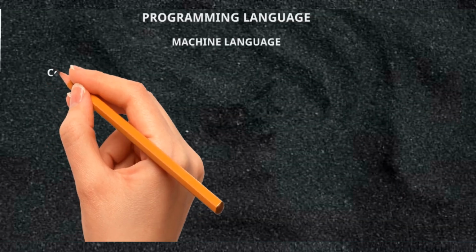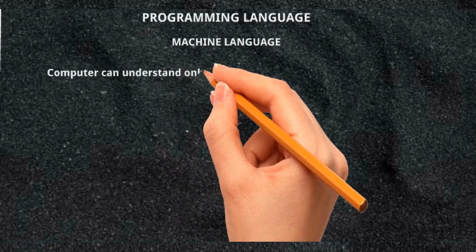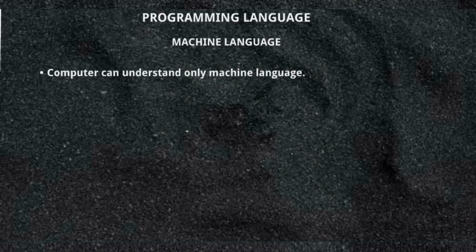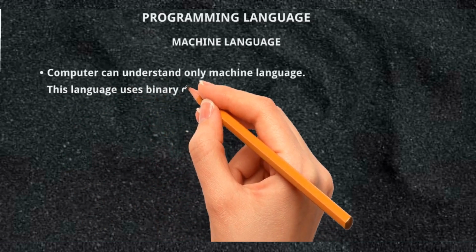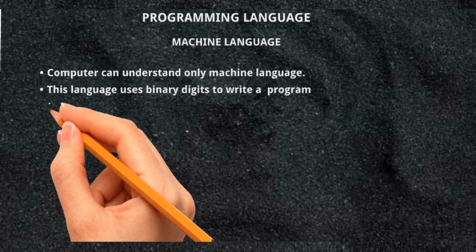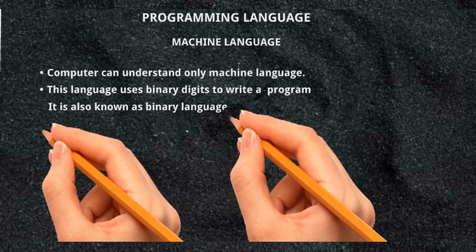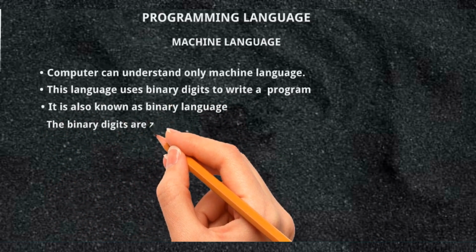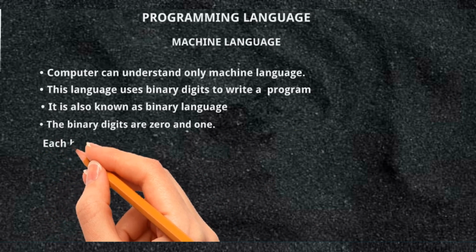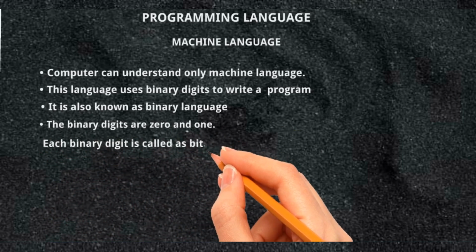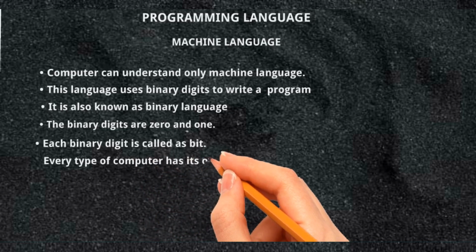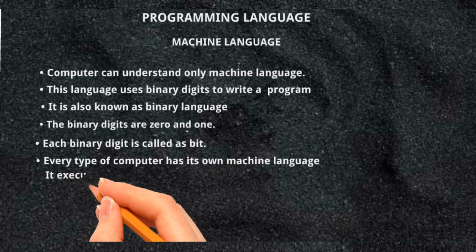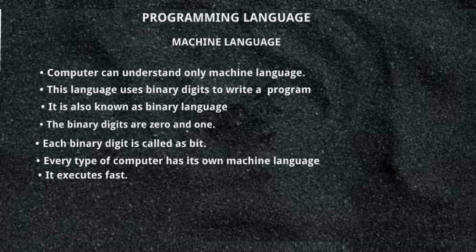Machine language: computer can understand only one language, that is machine language. Since this language uses binary digits to write a program, it is also known as binary language. The binary digits are 0 and 1. Each binary digit is called a bit. Every type of computer has its own machine language, and it executes fast. Reading and writing a program in machine language is a very difficult task, because it is far from human language.